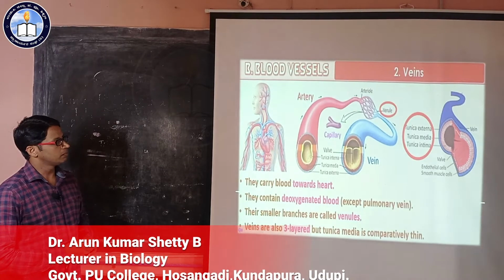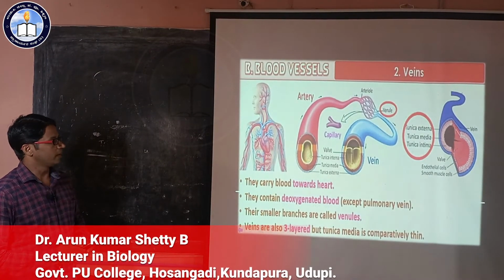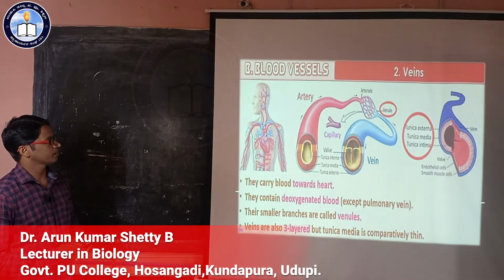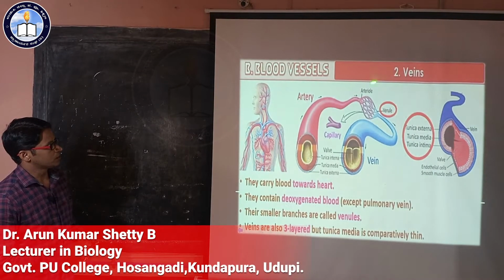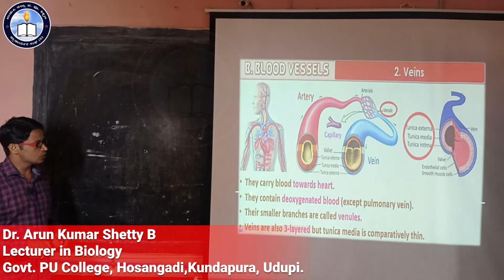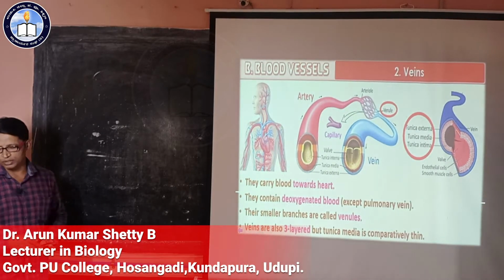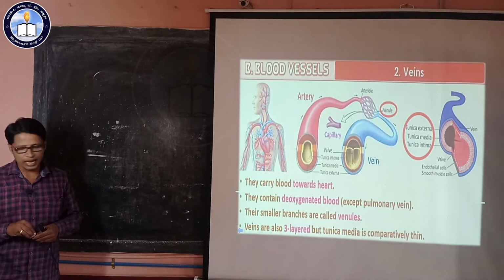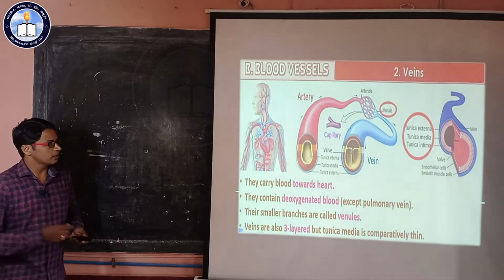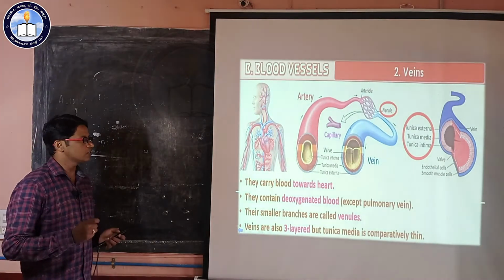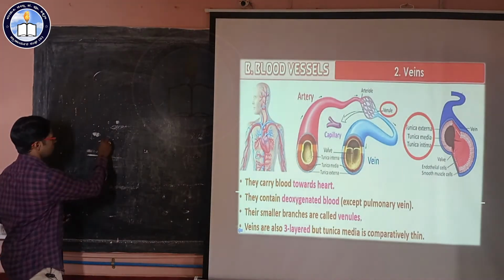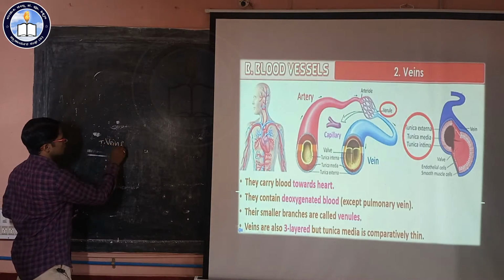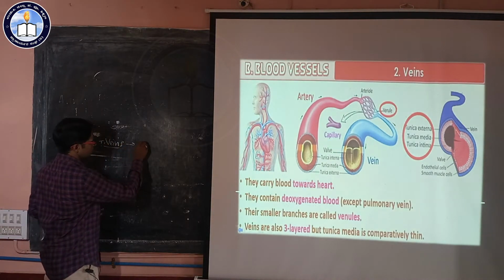Next kind of the blood vessel is the veins. This is the structure of the veins. This is the artery and this is the vein. The veins carry blood towards the heart, whereas arteries carry the blood away from the heart.